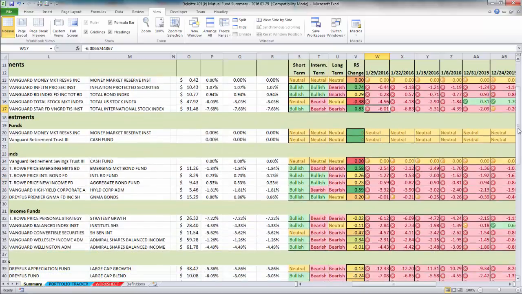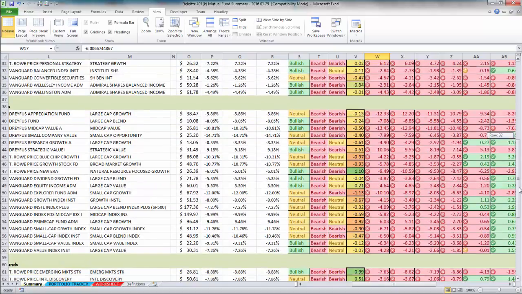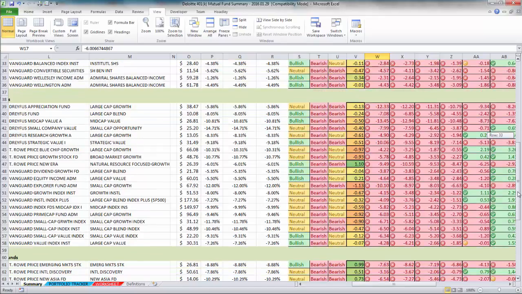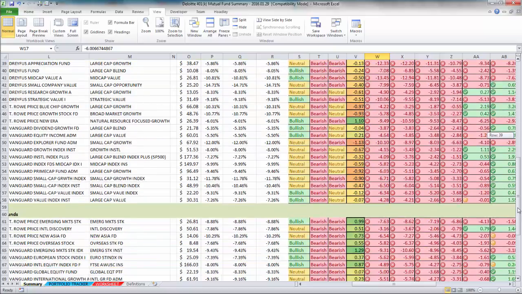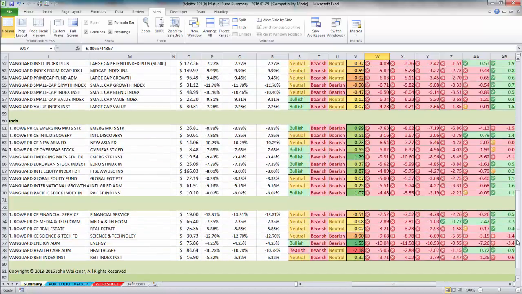And as we scroll down, we can see that the general trends, with all the red, have been negative for just about every asset group. I think cash has been the best performer over the near term. And we're seeing lots of red here in the U.S. equities, lots of red in the international, and lots of red on the sector funds.